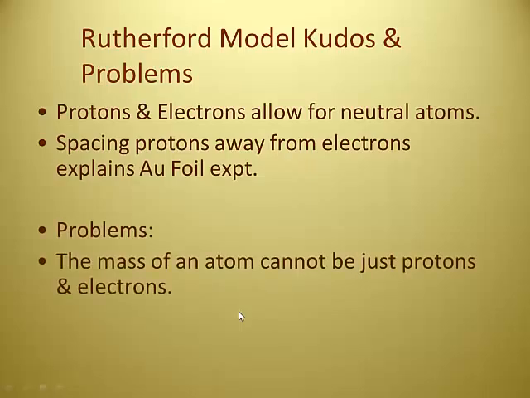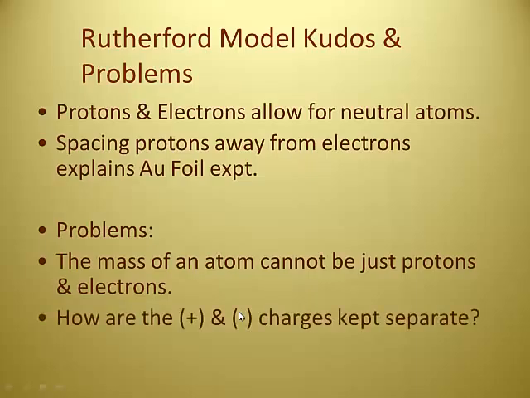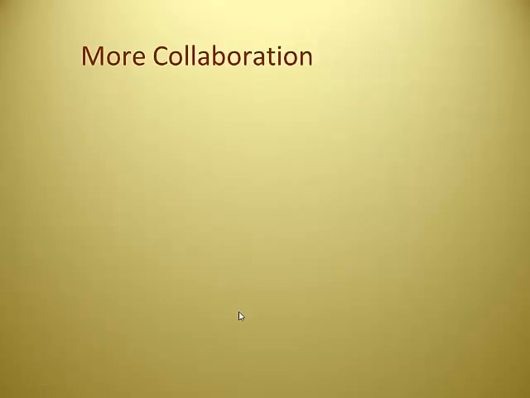The mass of an atom cannot be just protons and electrons. The problem with having just protons and electrons is why aren't the electrons being attracted right to the nucleus then? What's keeping them apart? Opposites attract. If the protons are in the nucleus and they're positively charged and the electrons are negatively charged, how come they're not smooshing together? I know that age-old saying, opposites attract. All right.